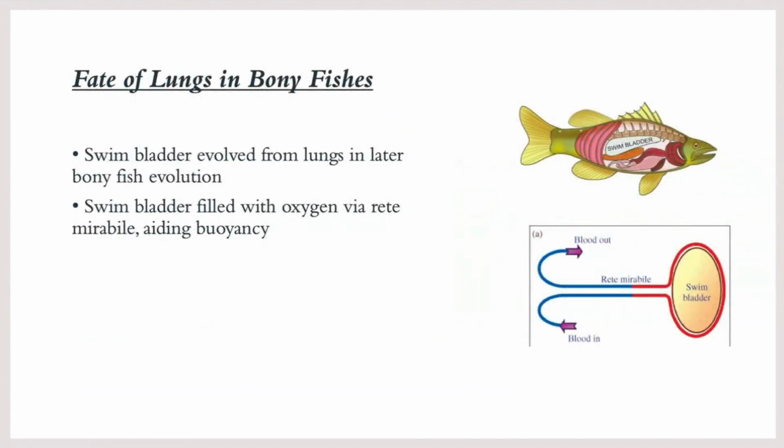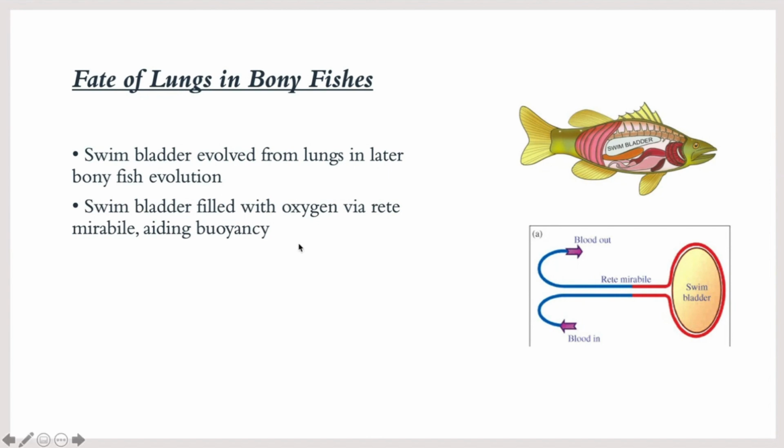Okay, so the fate of lungs in bony fishes. We mentioned the swim bladder before. What I told you was that when we were talking about their skeleton, bony fishes have a skeleton made out of bone, whereas cartilaginous fishes, of course, have a skeleton made out of cartilage. Okay, so the bony fishes are able to have a skeleton made out of bone, which is, of course, more heavy, right? And this is because these bony fishes normally have a structure called a swim bladder.